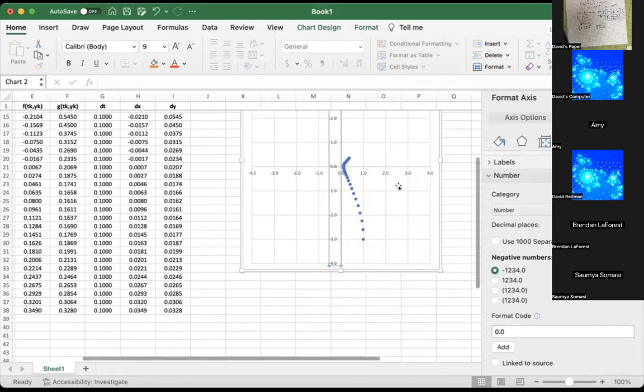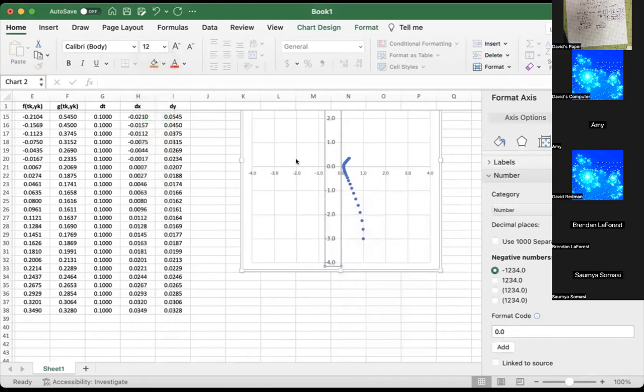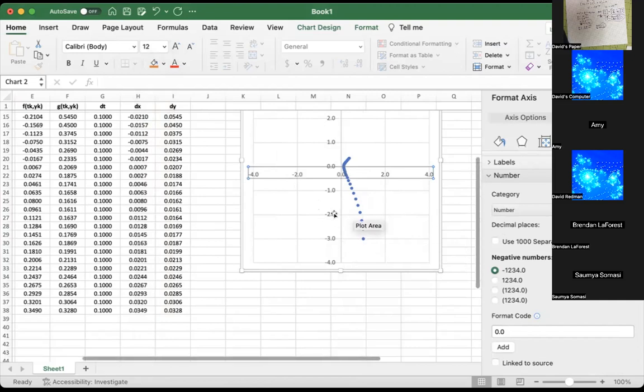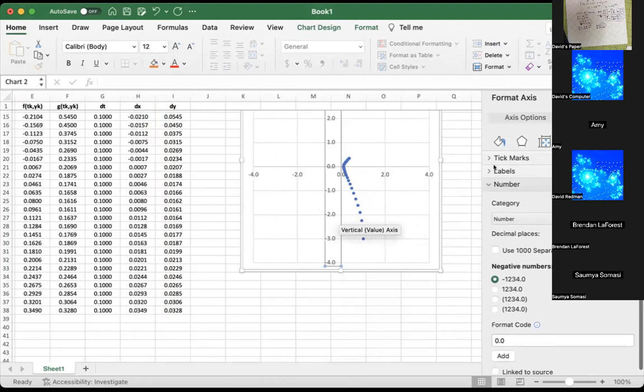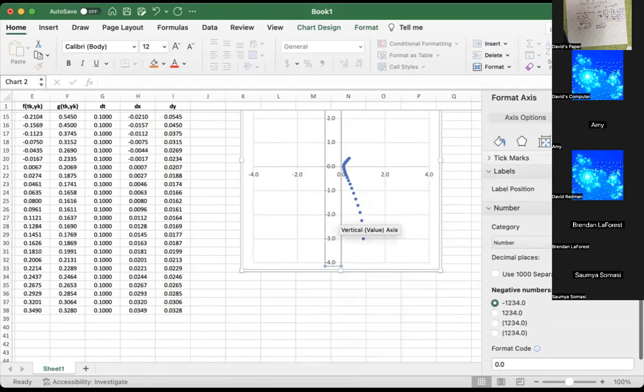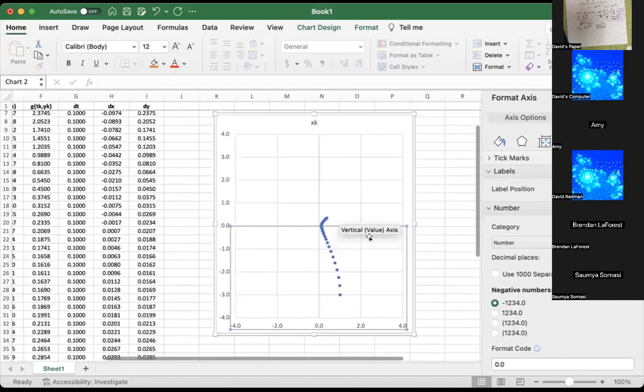I learned Excel, unfortunately, just by hunting around. I'm going to make this 12. I'm going to make this 12. I could put those numbers on the outside. So let's put axes options, labels, next to axes, low. Okay, now I've got a window I can look at.